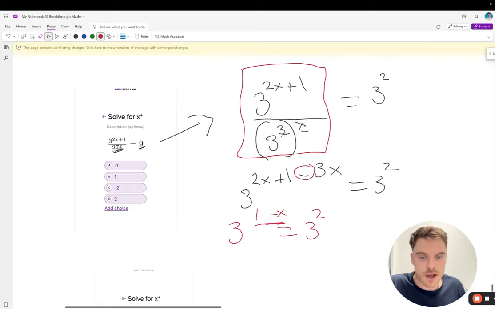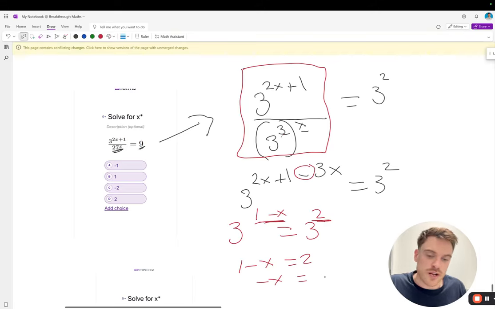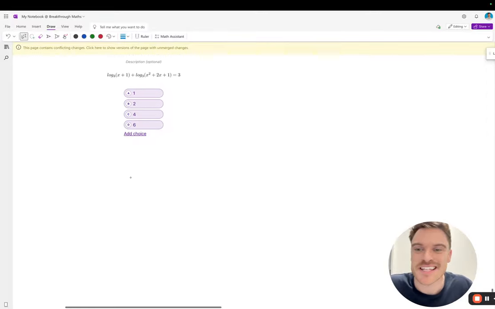Just keep your powers together now. So 1 take x is equal to 2. Minus x is equal to 2 minus 1, so it ends up being 1. So x is equal to what? Minus 1? Yep. Answer. Makes sense?